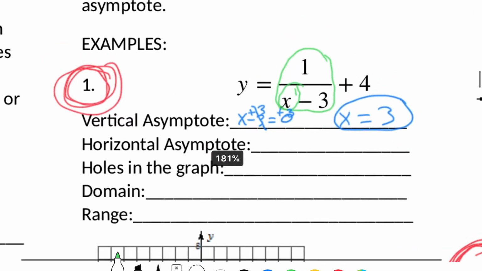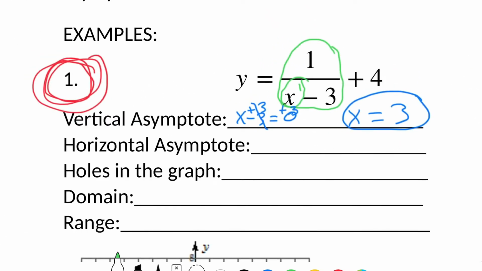Well, there's one thing that messes this up though. If we were just looking at the fraction, our horizontal asymptote would be at y equals 0. But this plus 4 on the outside is going to affect our y's and is going to transform or translate all of our y values up by 4 because it's on the outside. So this actually is going to be a horizontal asymptote at y equals 4.